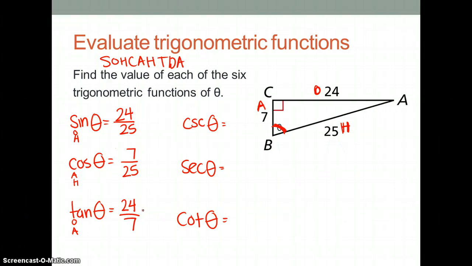When you're doing the cofunctions, the easiest way is to find the sine, so find the 24 over 25, and it's just the reciprocal. Secant goes with cosine. The secant is the reciprocal. Oops, sorry, that was 24, not 25. The secant's the reciprocal, and the cotangent's the reciprocal, 7 over 24.